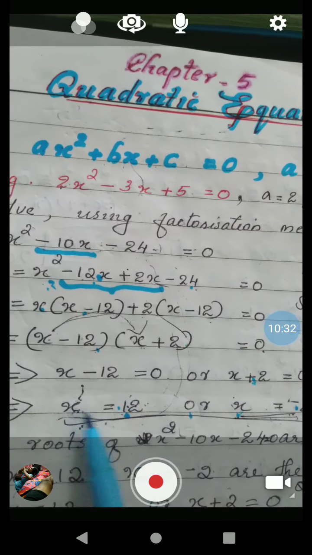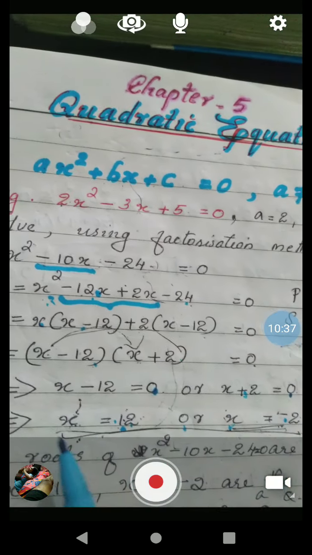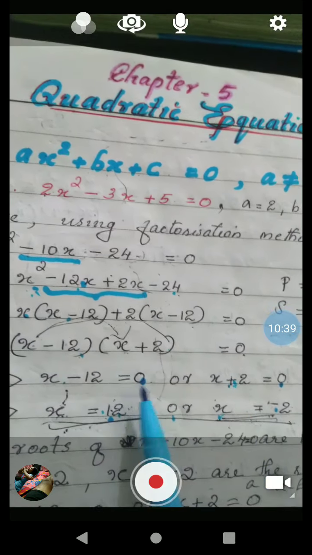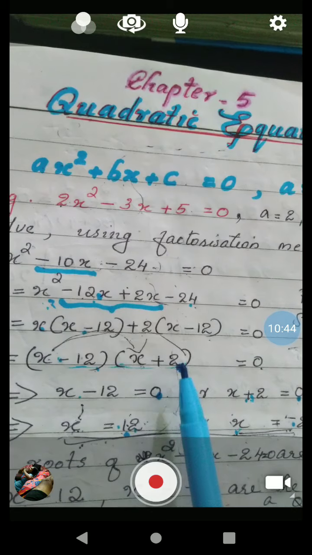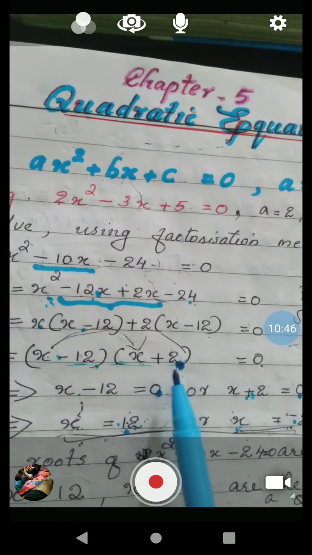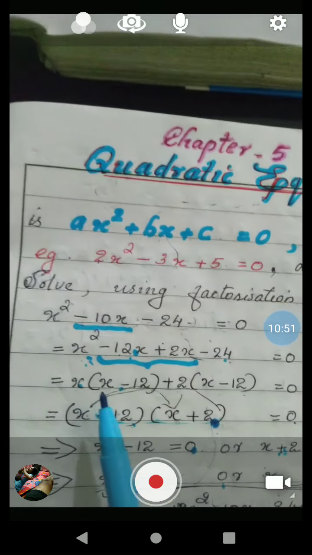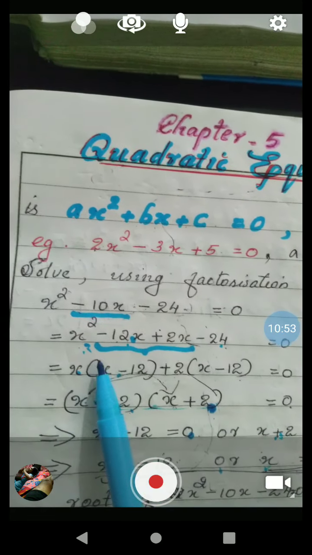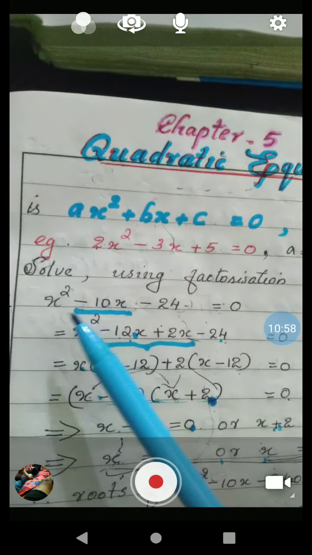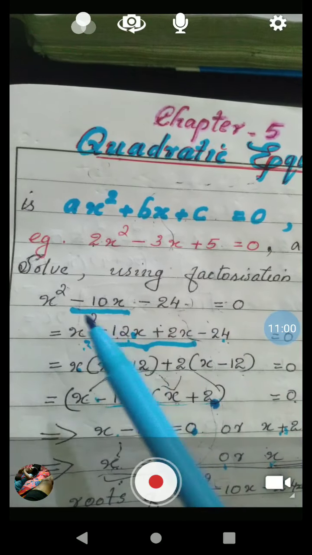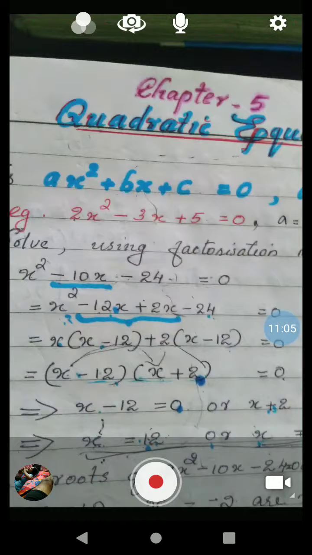We can write x minus 12 equal to 0. Here we can write x plus 2 equal to 0. And we know the product of these two is again 0. So we will get this step. Again multiply these two. We will get this again. Open these brackets. We will get the result. Result means that the quadratic equation x square minus 10x minus 24 equal to 0. Okay.